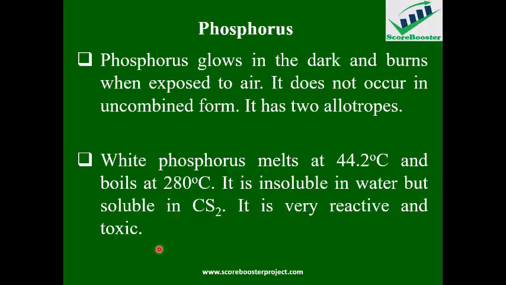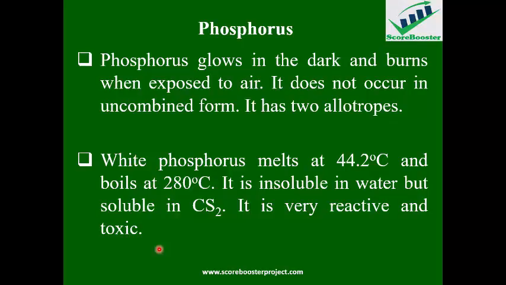So in the dark, it glows. You see something like light when you see phosphorus in the dark. So when you now expose it to the atmosphere, it burns. So it glows in the dark and it burns in the air. So that is what they call it, light glowing.